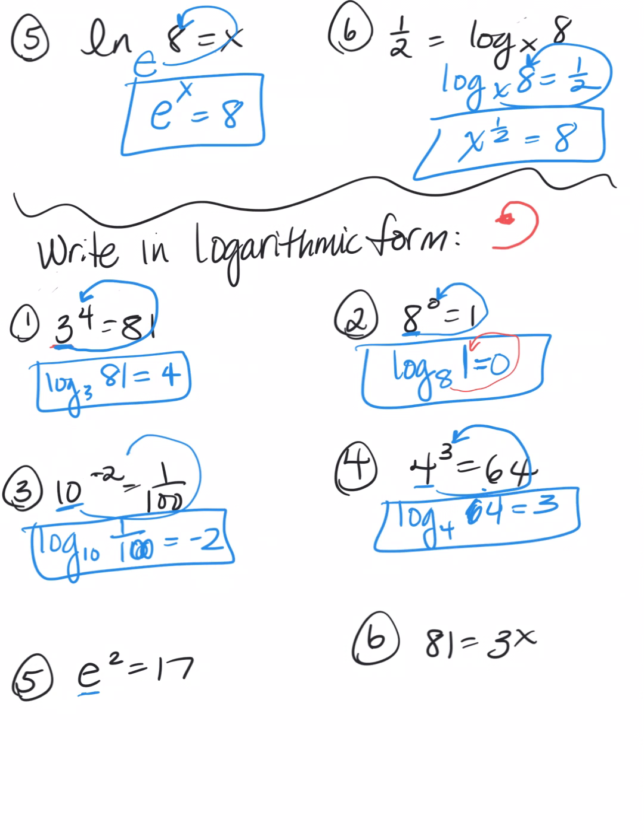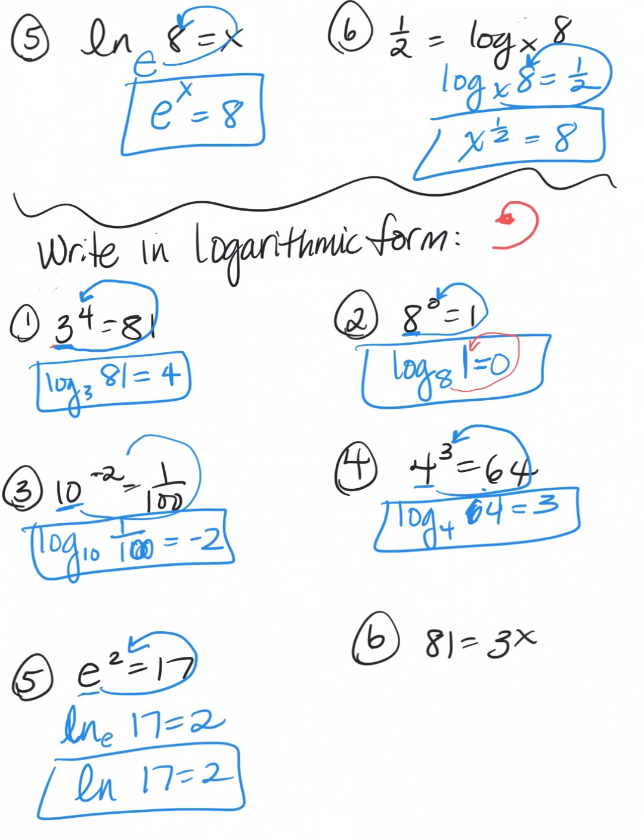Look at this one. This one has a base of e, so I can't write log. I use the ln, the natural log. I don't have to write the e because it's understood, but I'm going to do it for now. Natural log of 17 equals 2. So I could write my answer as just this, and that's perfectly fine.